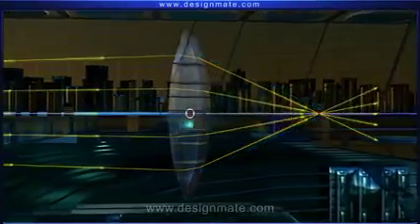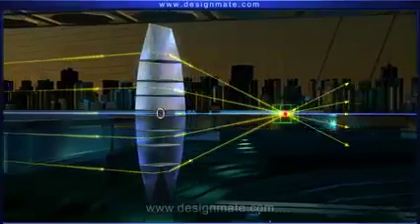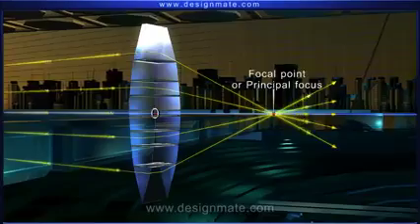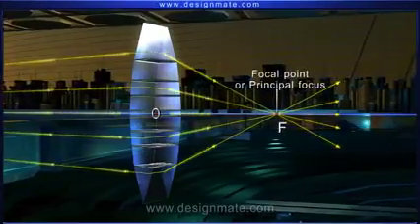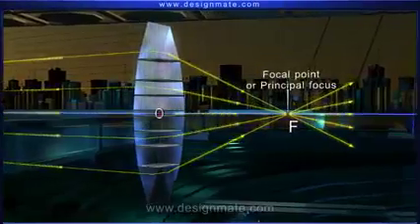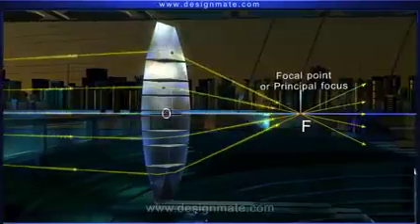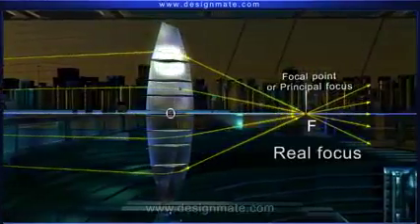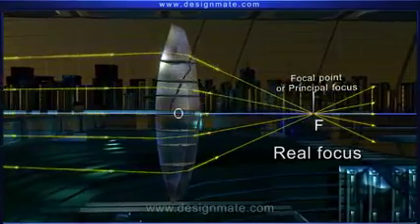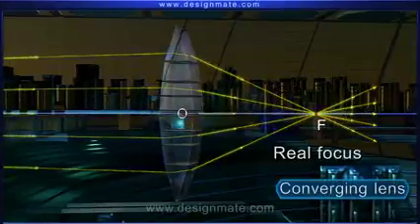Thus, after refraction through the lens, they converge to a point on the principal axis on the other side of the lens. This point is called the focal point or principal focus of the lens and is usually denoted by F. Here, the refracted rays actually meet at the focus. Hence, a convex lens is said to have a real focus. Because a convex lens converges the light rays that are incident on it, it is called a converging lens.